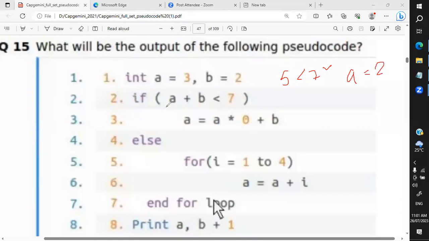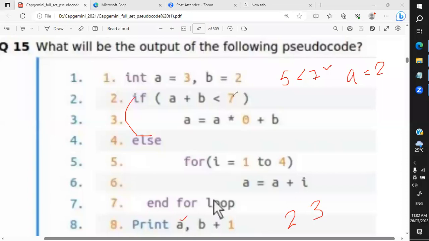As the if is executed, the else will not get executed. Directly it comes out of the if else part. We are printing A value. What is A value? 2. And then we are printing B plus 1. B value was 2, but B plus 1 means 3. The output is 2, 3.